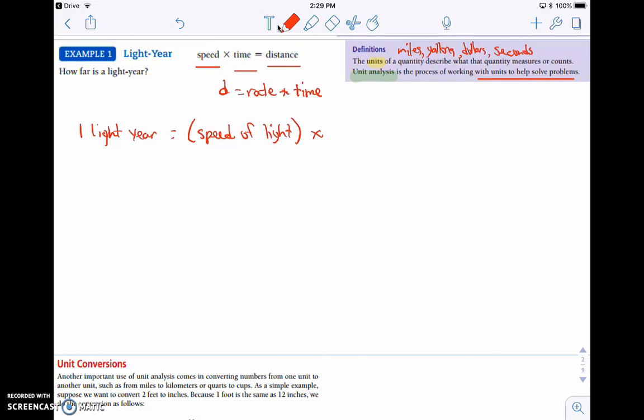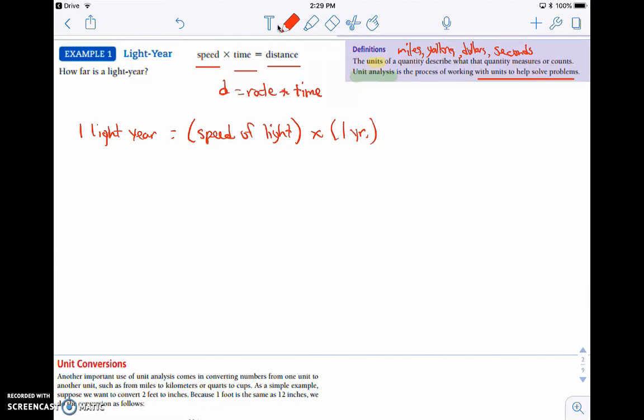And then we're going to multiply that by 1 year. And that's what is meant by a light year. Okay, so traveling at the speed of light for a single year, that'll be 1 light year. If it's 25 light years, then we would say the speed of light times 25 years.